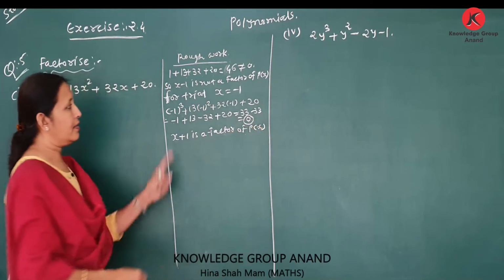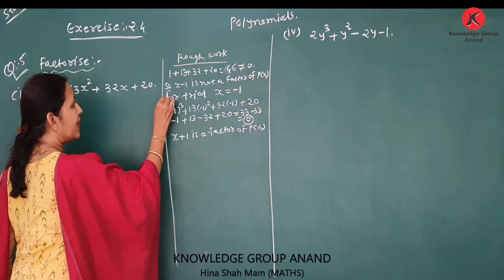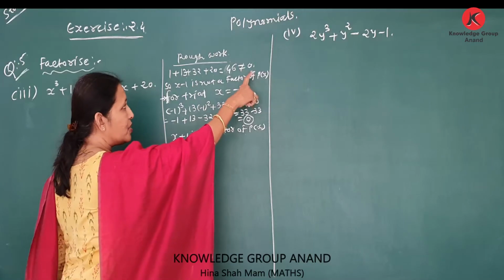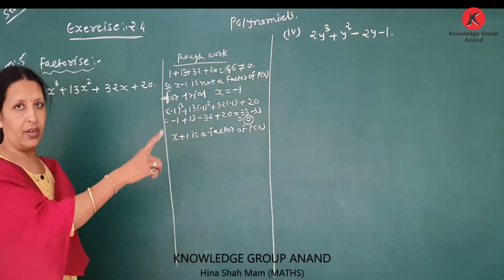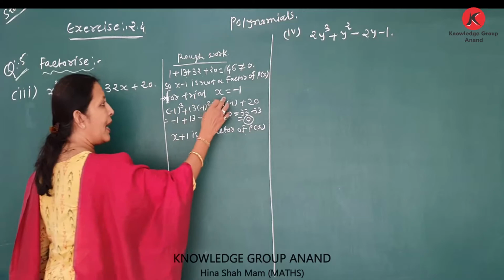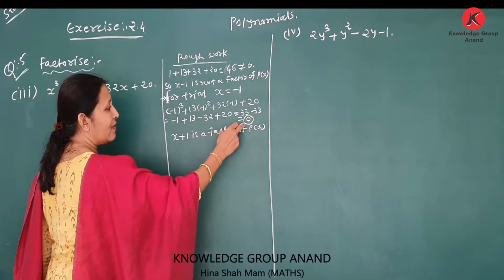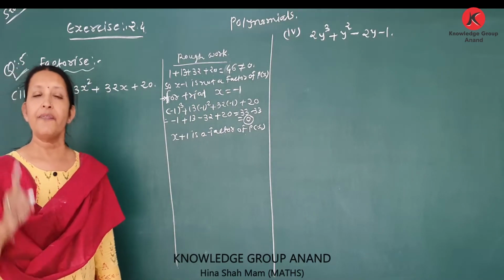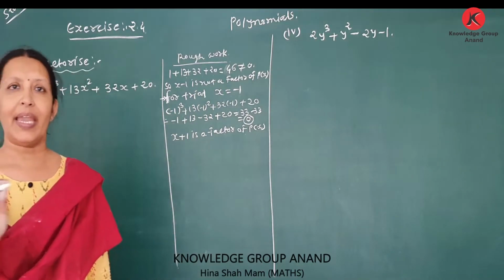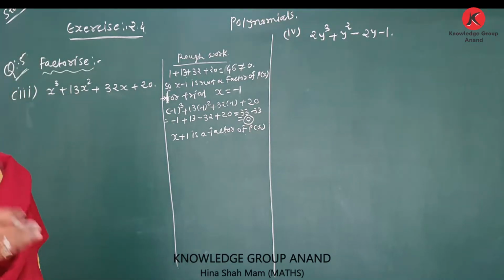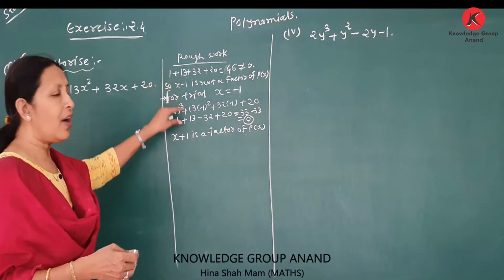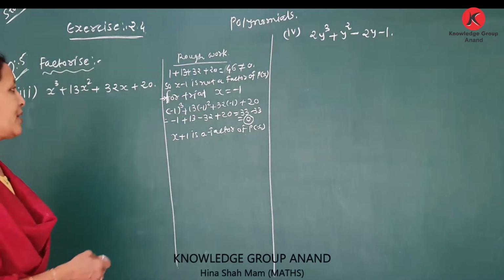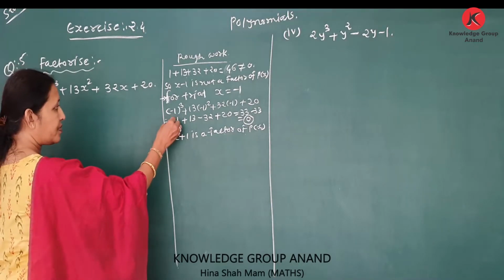We decide here that x plus 1 is a factor. First we put x equal to 1. If it is not equal to 0, then it is not a factor. Then we put x equal to minus 1. Then it equals 0, therefore x plus 1 is a factor of P(x). First we decide what the factor is, x plus 1 or x minus 1. Suppose both are not factors, then we apply x equal to 2, minus 2 and so on.